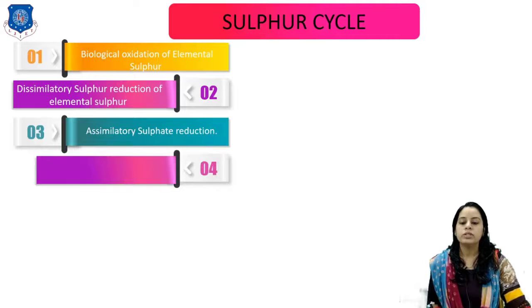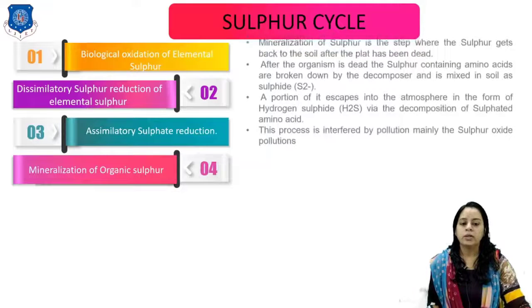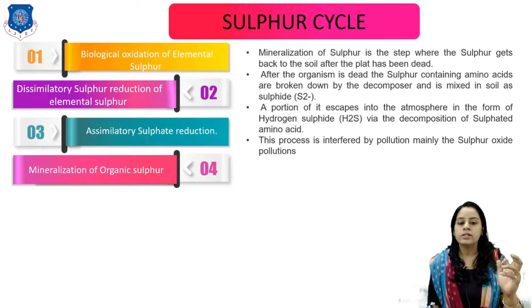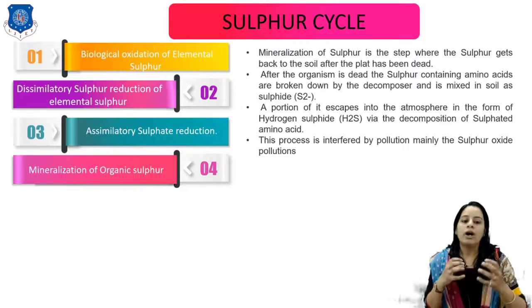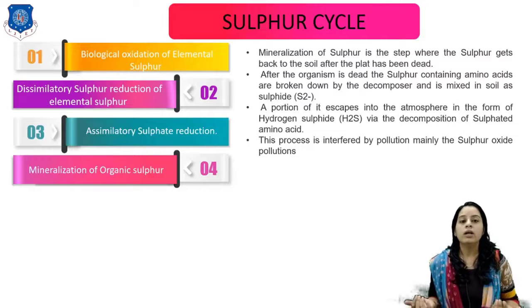Okay, the next step is the mineralization of organic sulfur. It means that the sulfur gets back to the soil after the plant has died. It means the decomposition process, right? So after the organism is dead, the sulfur containing amino acids are broken down by the decomposers and mixed with the soil like a sulfide, right? A portion of it escapes into the atmosphere in the form of hydrogen sulfide by the decomposition of sulfated amino acids, right? This process is interfered with by pollution, mainly sulfur dioxide pollution.